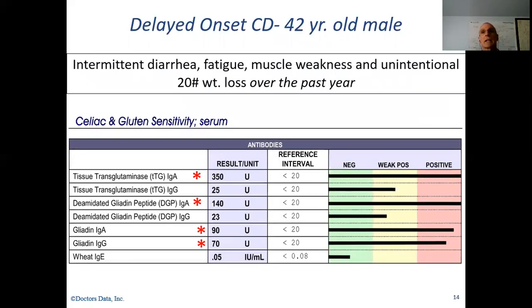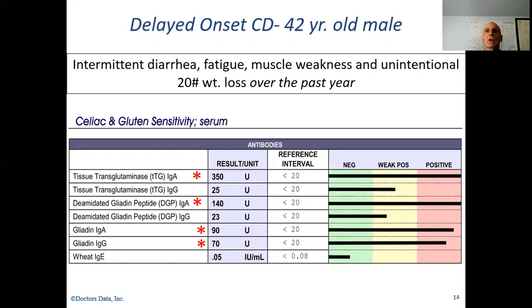So let's look at an actual test result, and this happens to be a patient, a 42-year-old male, who developed delayed onset or latent celiac disease. This 42-year-old male suddenly had intermittent diarrhea, fatigue, muscle weakness, and an unintentional 20-pound weight loss, went from 145 pounds to 125 pounds over a period of a year.